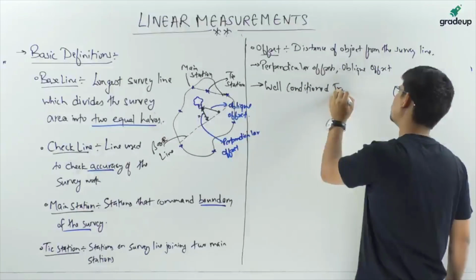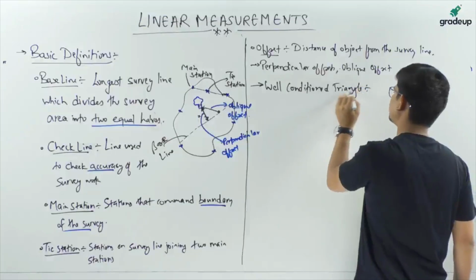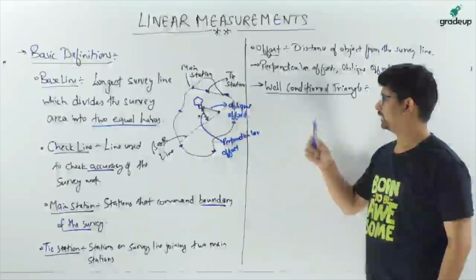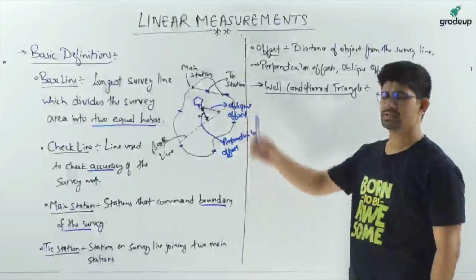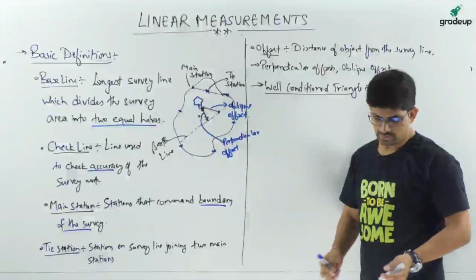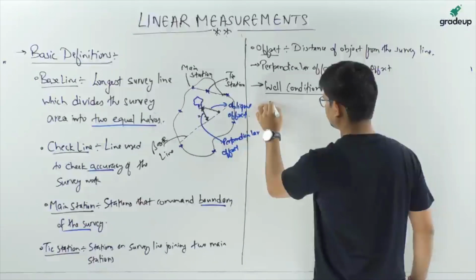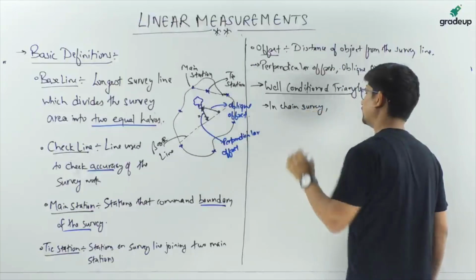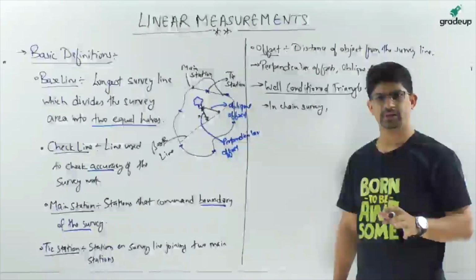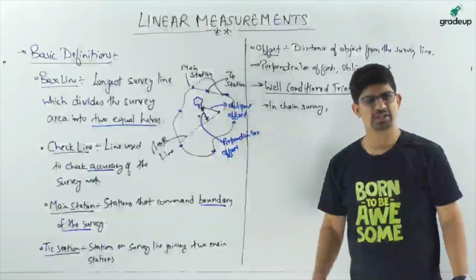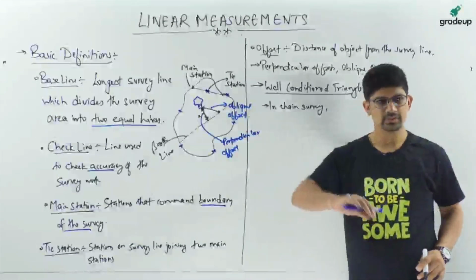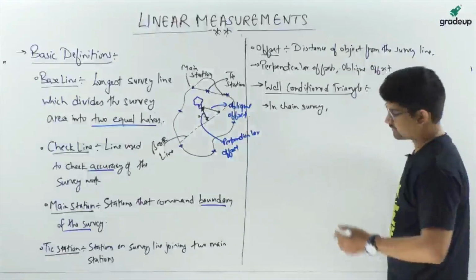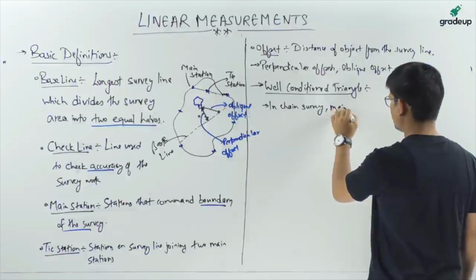Okay, now the second thing is, what is a well conditioned triangle? You might have heard this word particularly in competitive examinations as well as in the surveying subject. In chain survey we do triangulation. We are measuring the distance with chains and forming these triangular entities.